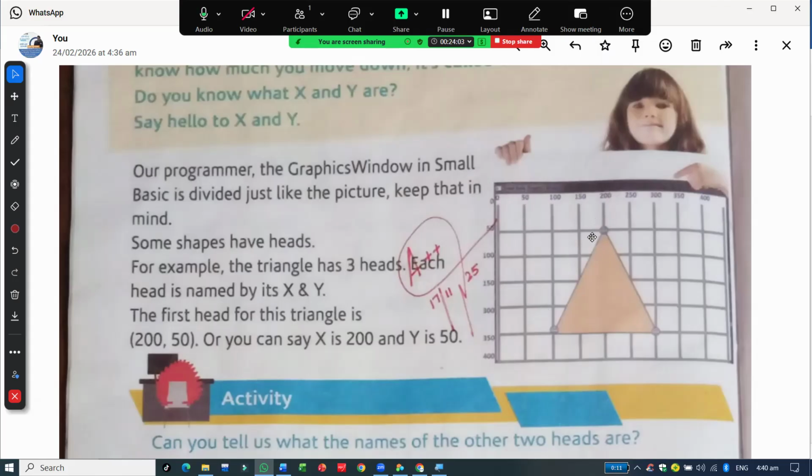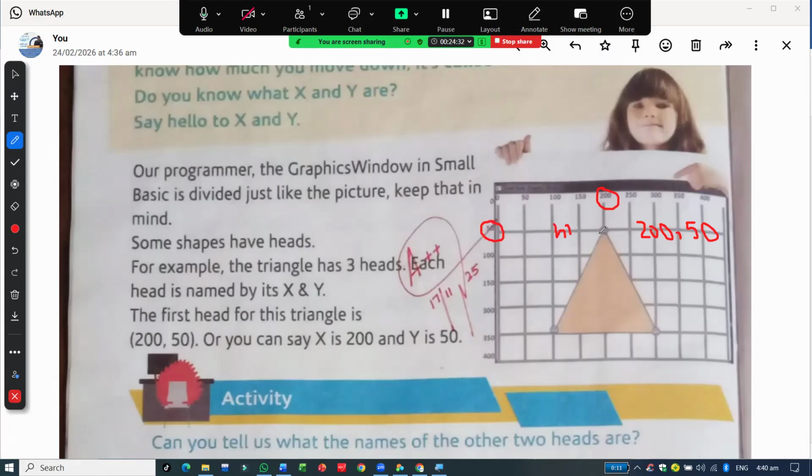So here you have checked that in the first head you have the value of 200 in the x-axis and 50 is the y-axis. So I will write here 200 comma 50. This is the value of head 1.